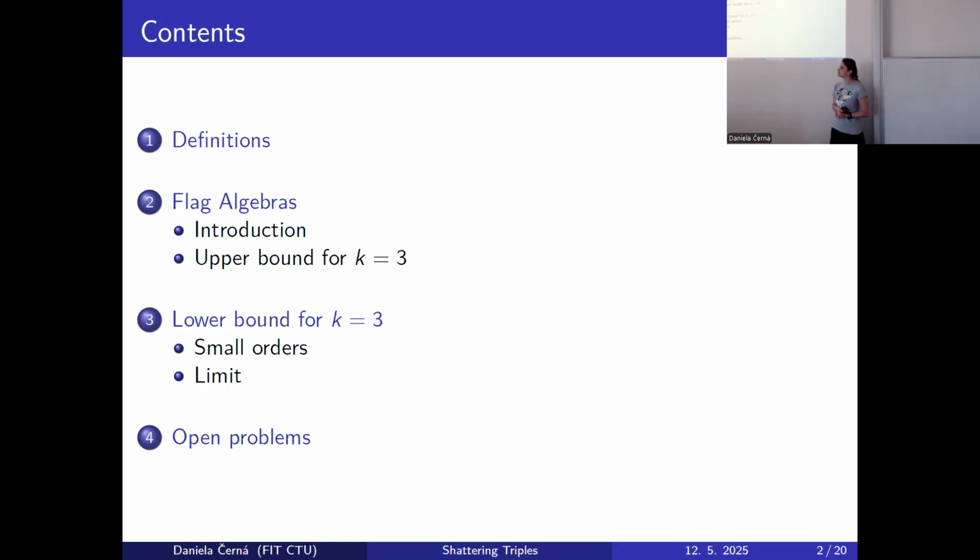After that, I would like to take a step aside to talk about flag algebras. So I will show you a proof of Mandel's theorem using flag algebras, and then show you the analogies in our proof for the upper bound. After that, I would like to talk about the lower bound, including the results for small orders, and later the lower bound for the limit. And in the end, I would like to conclude and also mention some open problems.